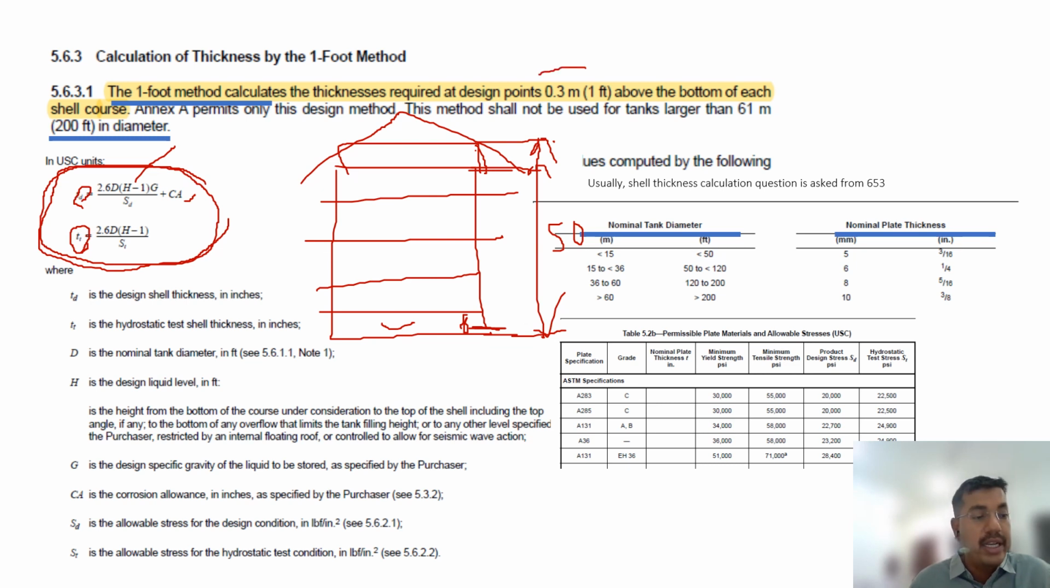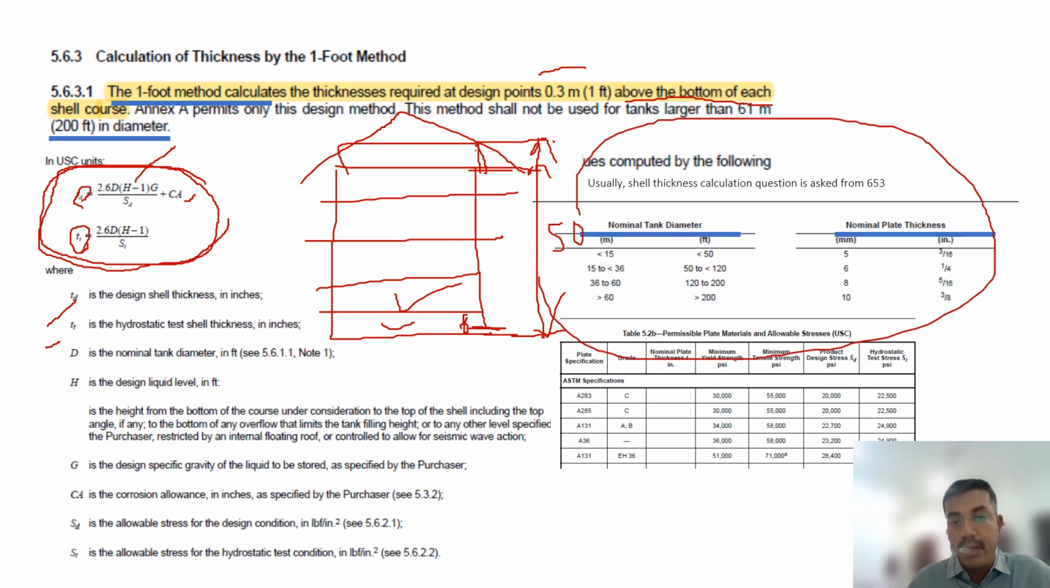Design point, it is written here: in the 1 foot method, the thickness required is calculated at a design point 0.3 meter above the bottom of each shell course. By this we calculate the design thickness TD and the hydrostatic test shell thickness TT. Or there is another method, by going to the table: simply by table, for the nominal tank diameter, how much plate thickness will come.